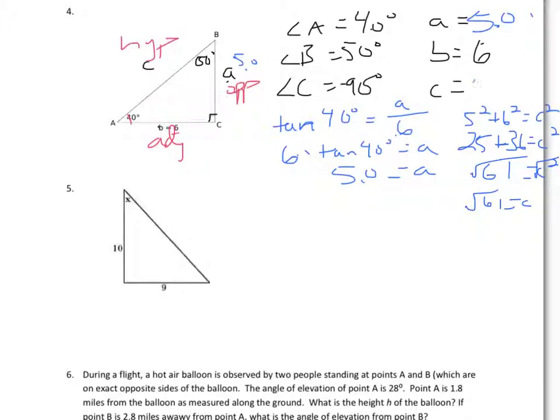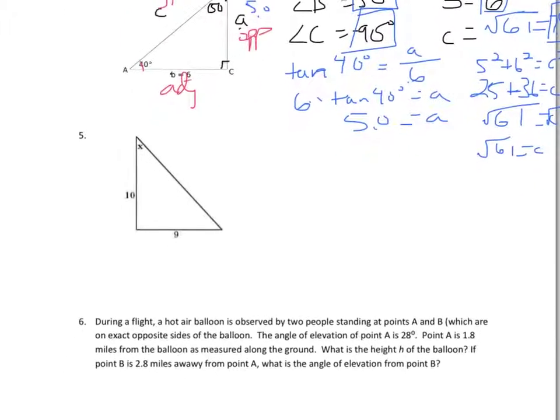So C could be the square root of 61, or when you get to the solving problems, I'm fine with you giving me the decimal. Okay, so if you do the square root of 61 in your calculator, you're going to get 7.8. Okay, and that is all 6 answers to solve that right triangle. Okay, so we have everything.